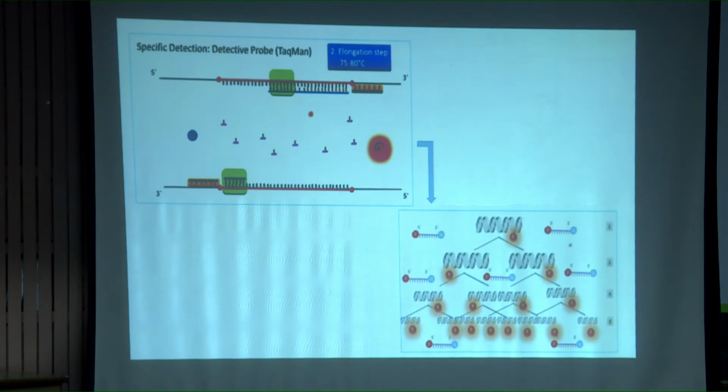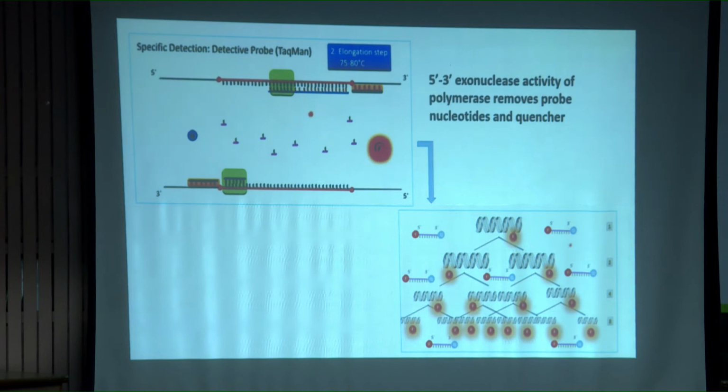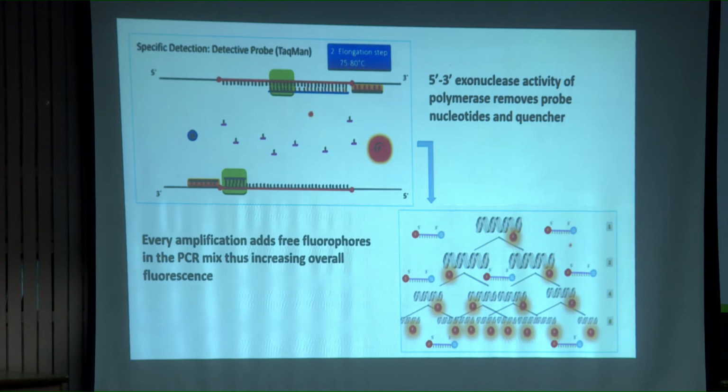Now, what happens? As the cycles pass, you are going to have more and more fluorophores in the PCR mixture, right? So that is directly proportional to the amplicons, right? The 5' to 3' exonuclease activity of the polymerase removes the probe nucleotide and quencher, and every amplification adds free fluorophores in the PCR mix, thus increasing overall fluorescence.